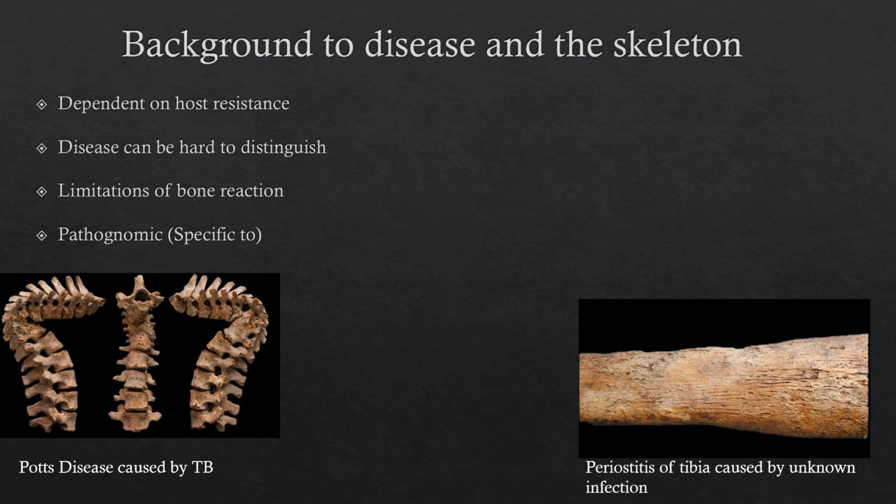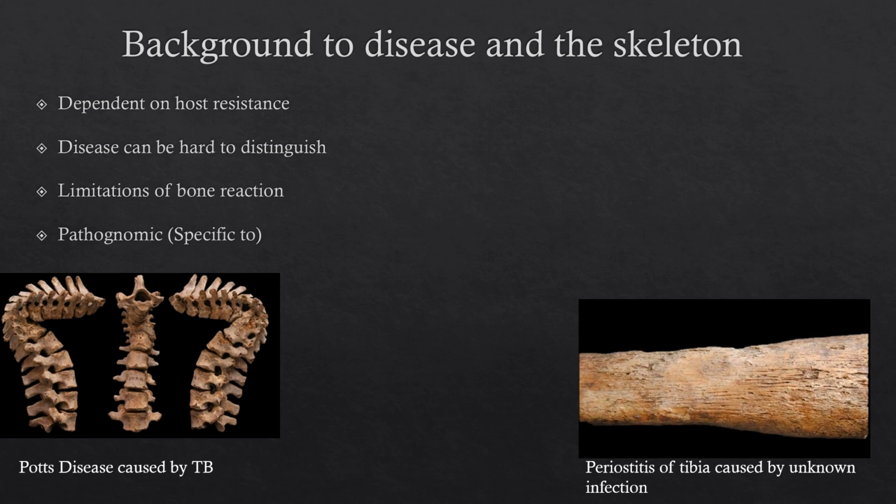This pathology can be very hard to distinguish between diseases. One pathology may represent two different diseases. They both represent very similar types of pathology. Also, this is unaided by the limitations of how the bone reacts. However, there are a few examples where you can distinguish different diseases.